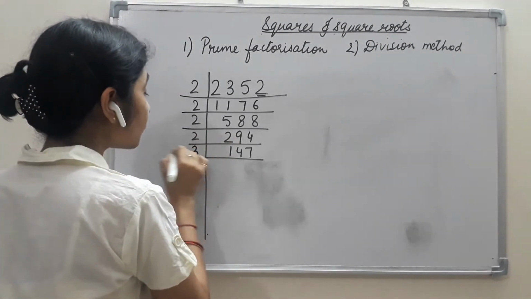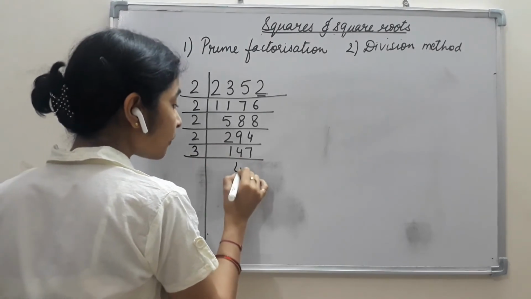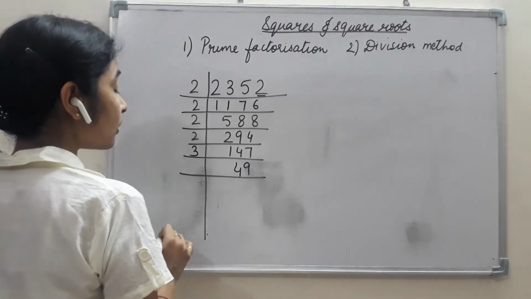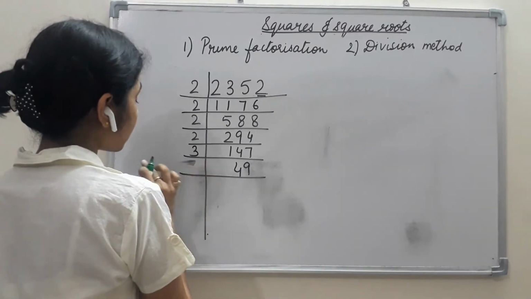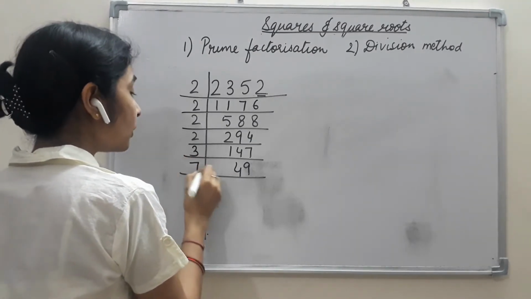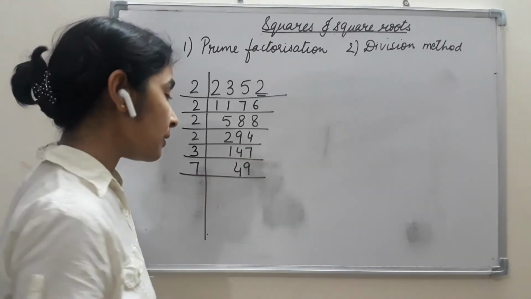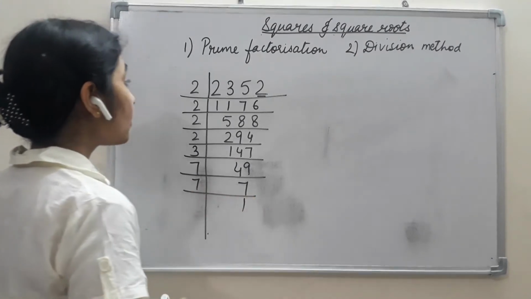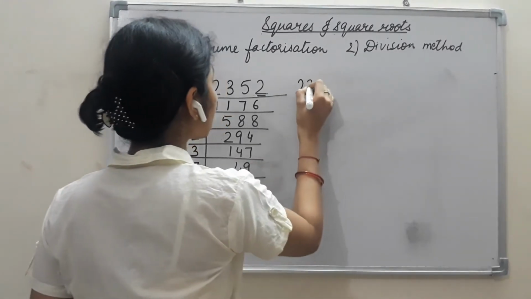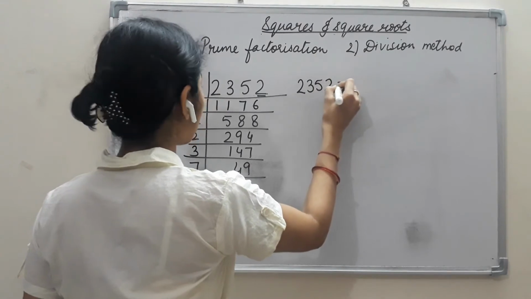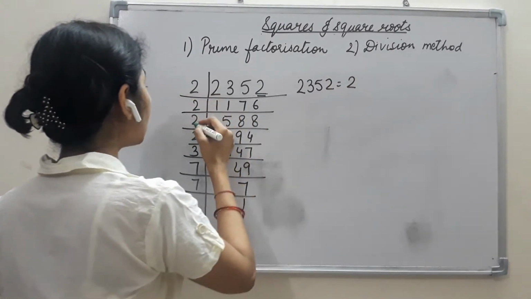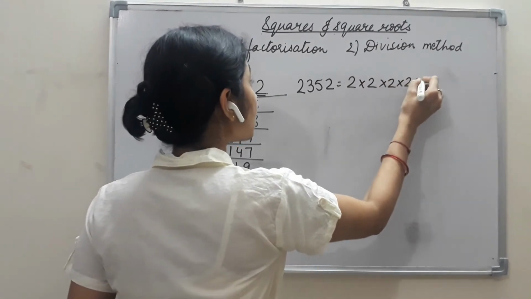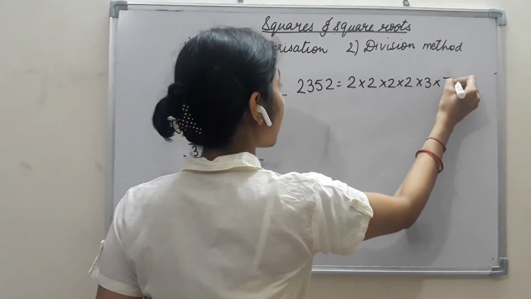Dividing it by 3, what do we get? 3 4s are 12 and 9s are 27. Now it is not divisible by 3. So the only number by which 49 is divisible is 7. So 7 7s are 49, and 1. So we have done the prime factorization of 2352 and that is equal to: 4 times we have 2, once we have 3 and twice we have 7.